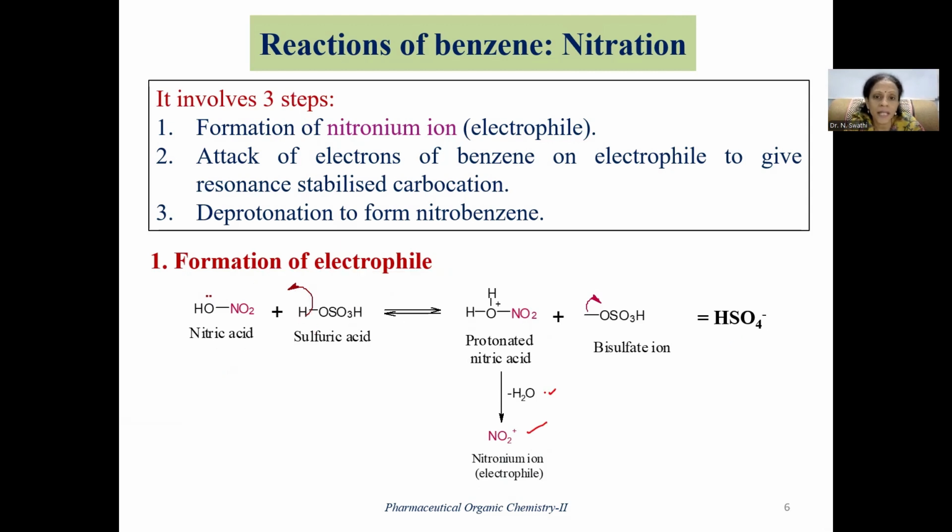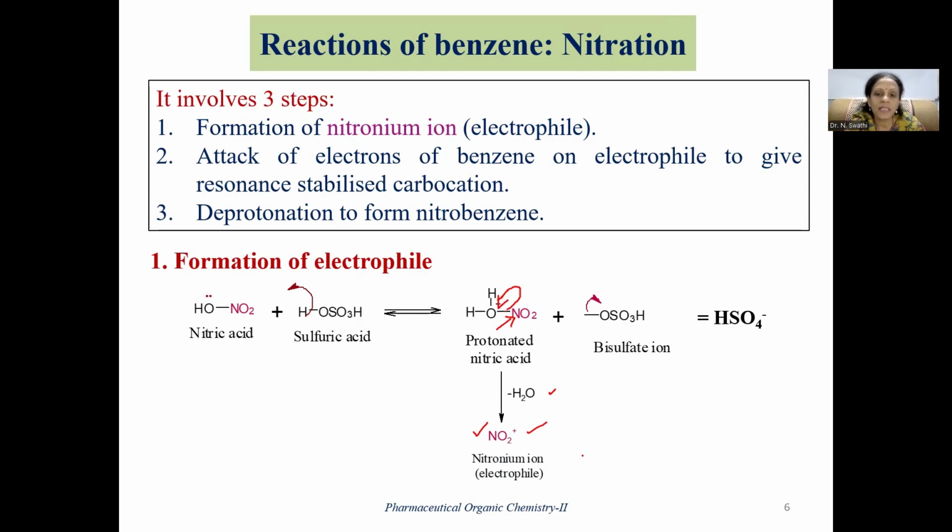The protonated nitric acid in the later stage undergoes dehydration and generates the nitronium ion, that is the electrophile in this particular reaction. Here, the bonded pair of electrons between oxygen and nitrogen are completely transferred onto the oxygen to remove the positive charge from oxygen, and that is how dehydration occurs. As these bonded pair of electrons are transferred to oxygen, the nitrogen becomes electron deficient, and that is how the nitrogen gets a positive charge, resulting in the formation of the nitronium ion.